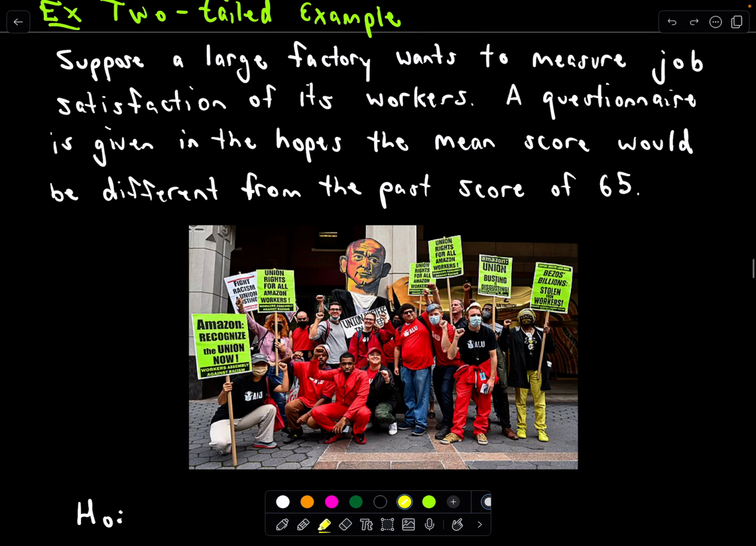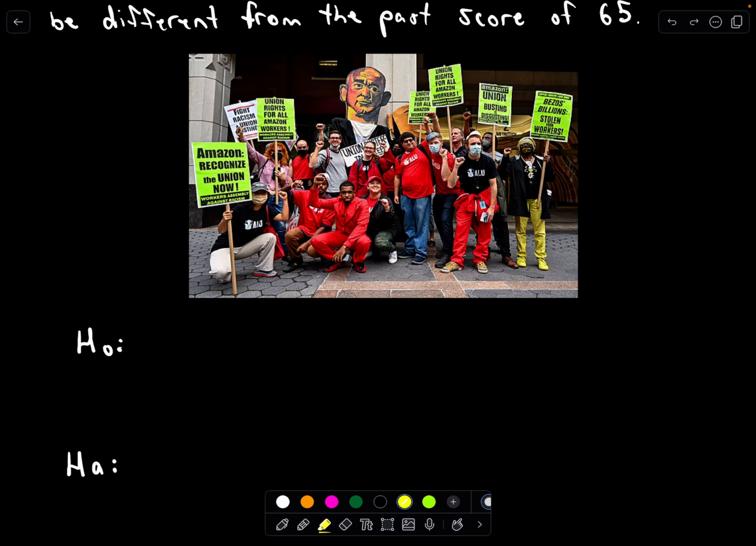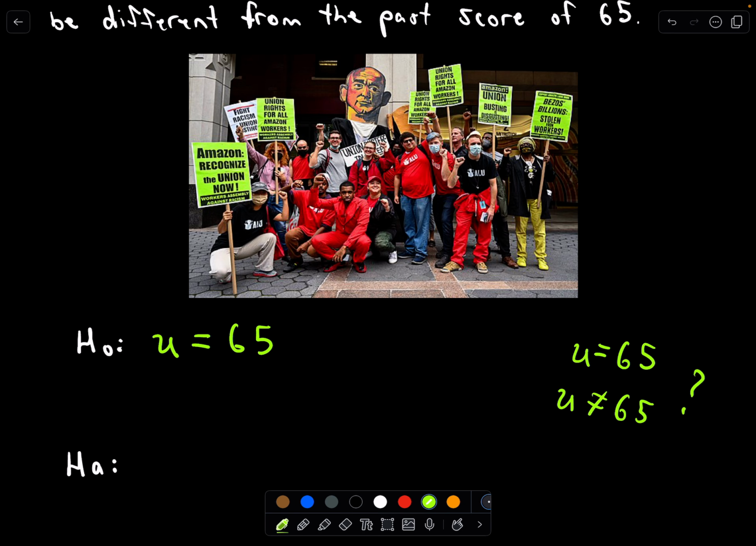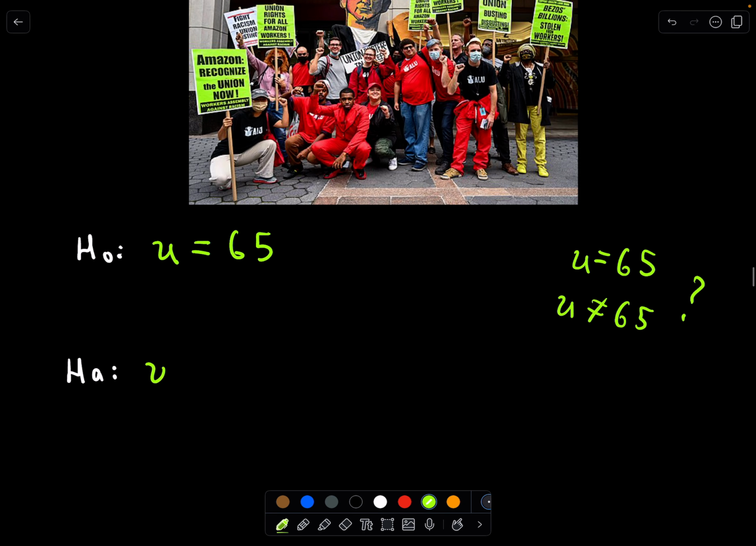You want to know two things. So the concerns here are, is the mean still the same? Does the mean still equal, would we say, 65? Or does the mean not equal 65? Those are the two things that we're concerned about in this case. The part that includes the equal sign is clearly the first part. So our null hypothesis would be mu equals 65, the mean. And our alternative would be that the mean simply doesn't equal 65.